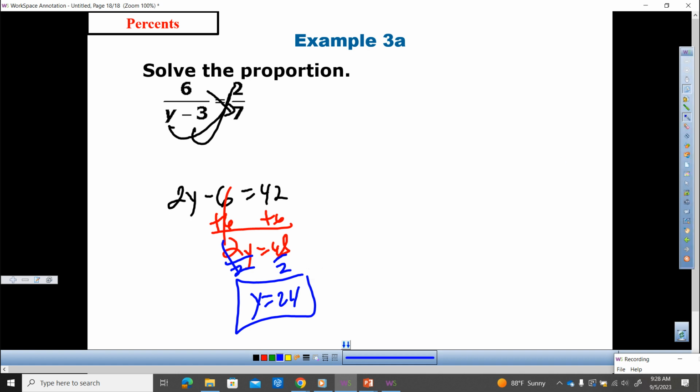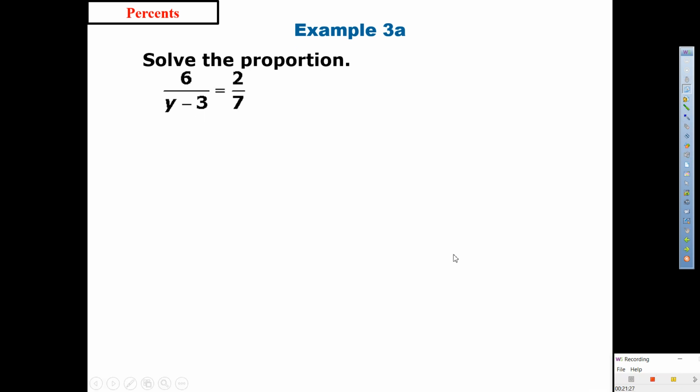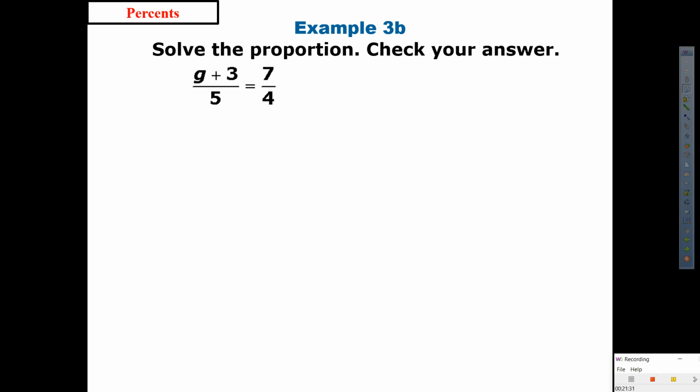All right, we got this. Here goes another one on your screen. Copy that one, do that one by yourself. Example 3b. G plus 3 over 5 equals 7 over 4. Copy and go. All right, good conversation.